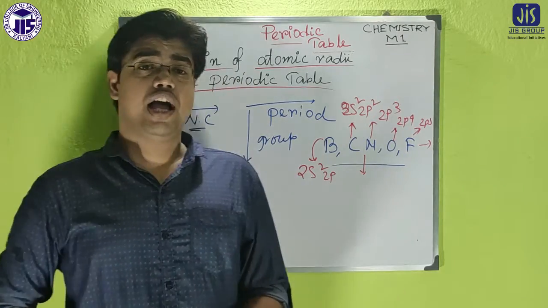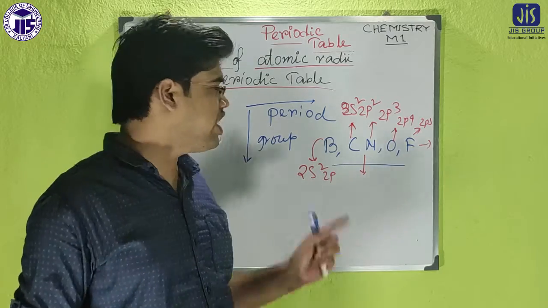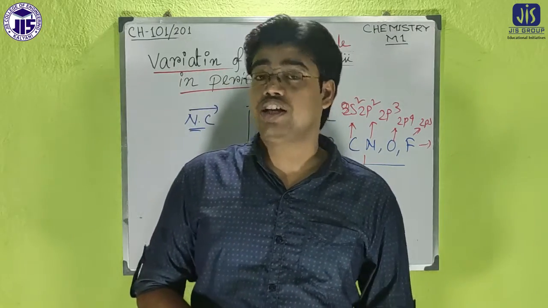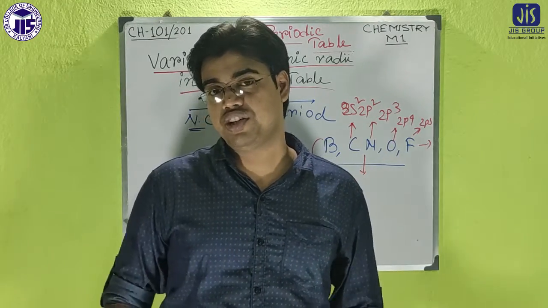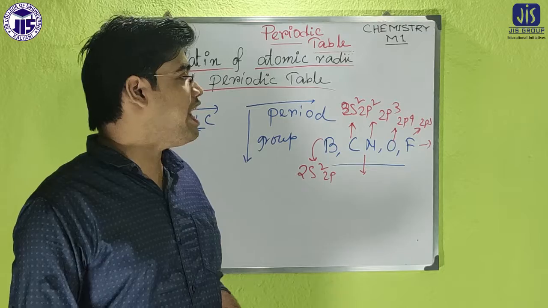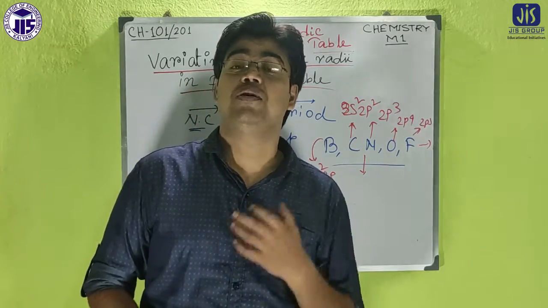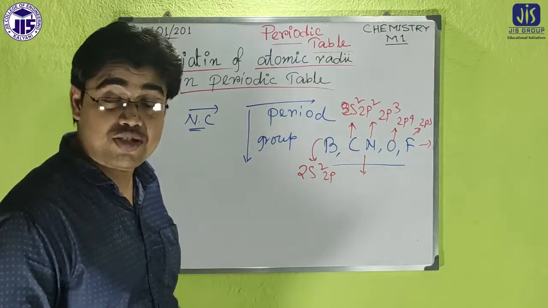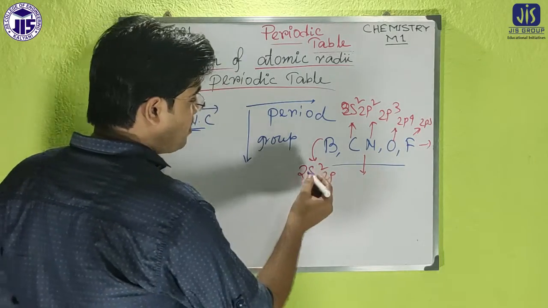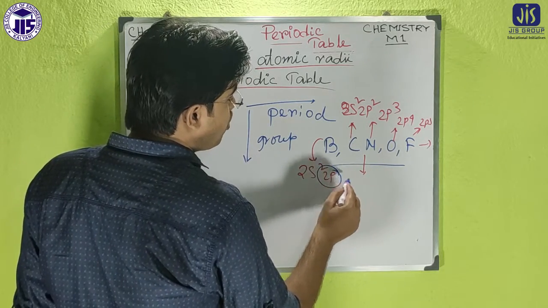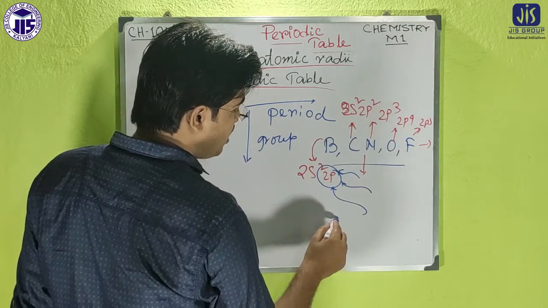Now if we move from left to right, what change can we observe? The change is that one by one electrons are entering the same shell. That means no extra shell is added. Just try to understand carefully. Here it is the 2p, so one by one electrons join the 2p as we move from left to right.